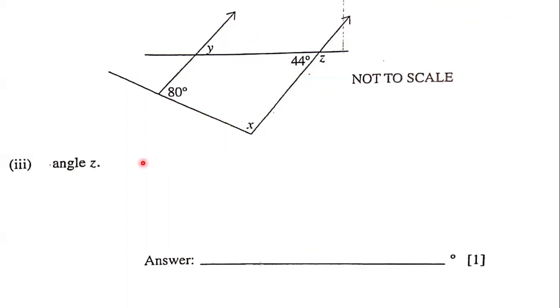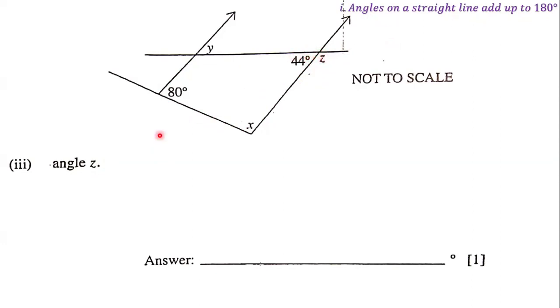Next, our goal here is to determine the size of angle Z. So we need to figure out what is the size of angle Z. Notice that we have a useful geometrical rule which states that angles on a straight line add up to 180 degrees. Here we have a straight line right here. And here we have a common point between the two angles. And so we know that 44 degrees plus Z is going to equal 180 degrees.